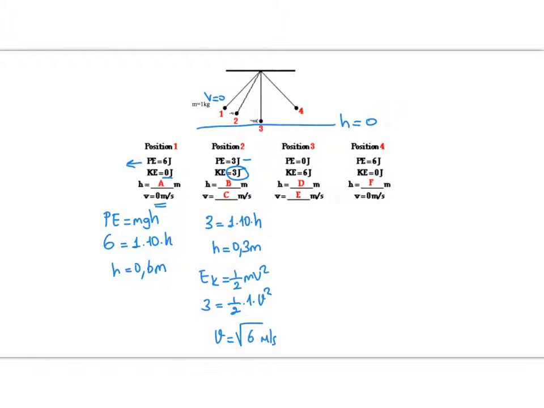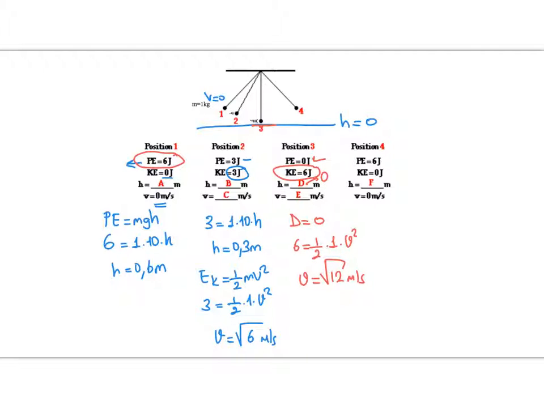At point C, you are at the base, so height is 0, so the potential is 0. So D is equal to 0. Let's write here. Now I have the kinetic energy 6. You see that all the potential energy at position 1 is converted into kinetic energy here. So 6 is equal to 1/2 times mass times v squared. So the velocity is equal to square root 12 meters per second.